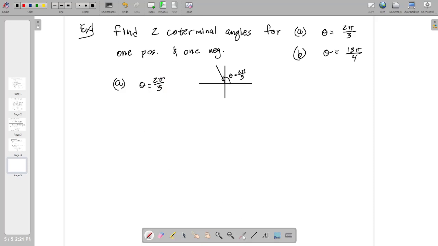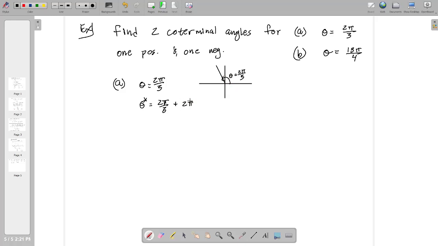So if I wanted to find a coterminal angle, all I need to do is make an entire revolution, one full revolution. It could be 2 full revolutions or 3 full revolutions, but we're going to stick with one because it's easiest. So my coterminal angle, I'll call it theta star, is going to equal 2 pi over 3 plus 2 pi. The original angle plus one full circle. So we land in the same spot.